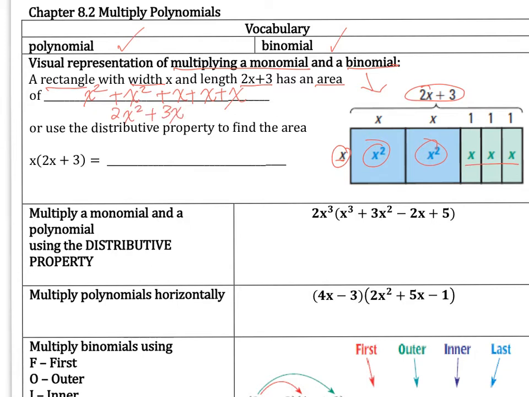Now let's look at a different way of finding the area of this rectangle by using the distributive property. So if this x is the width of this rectangle and 2x plus 3 is the length of the rectangle, then I can take x and multiply it by 2x plus 3. And then I'm going to distribute the x into the binomial 2x plus 3. So x times 2x gives you 2x squared. And x times positive 3 gives you positive 3x. As you can see, they're the same.